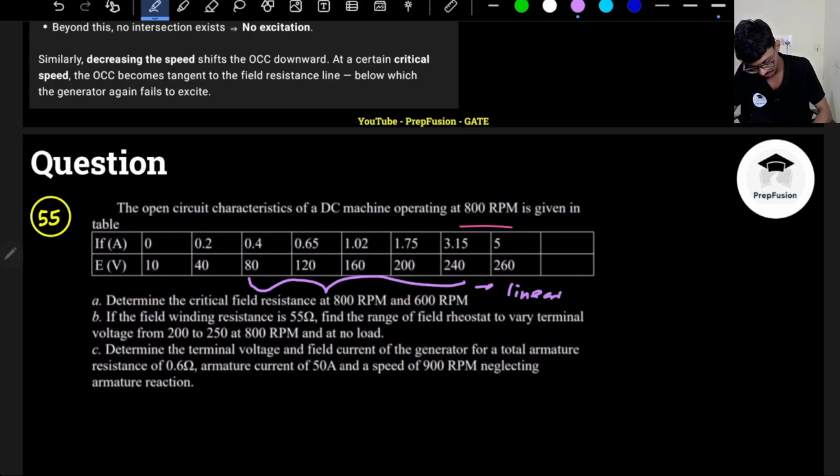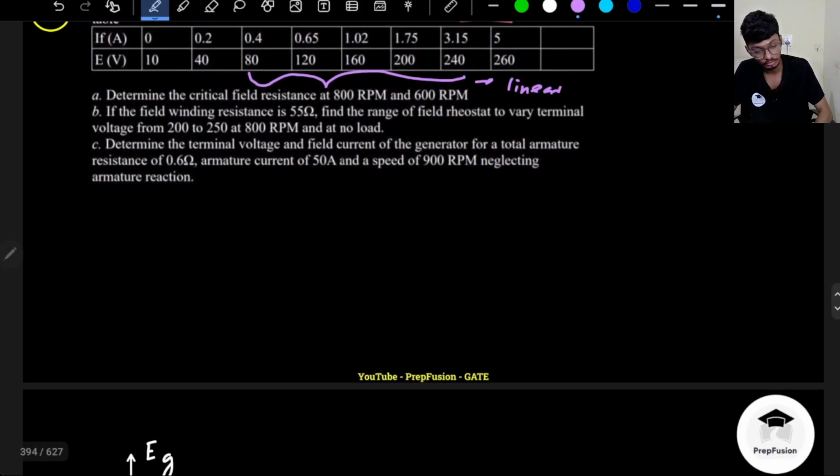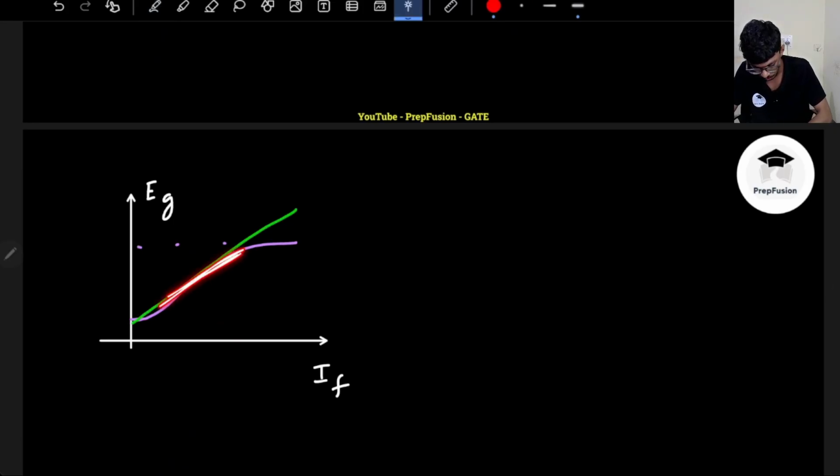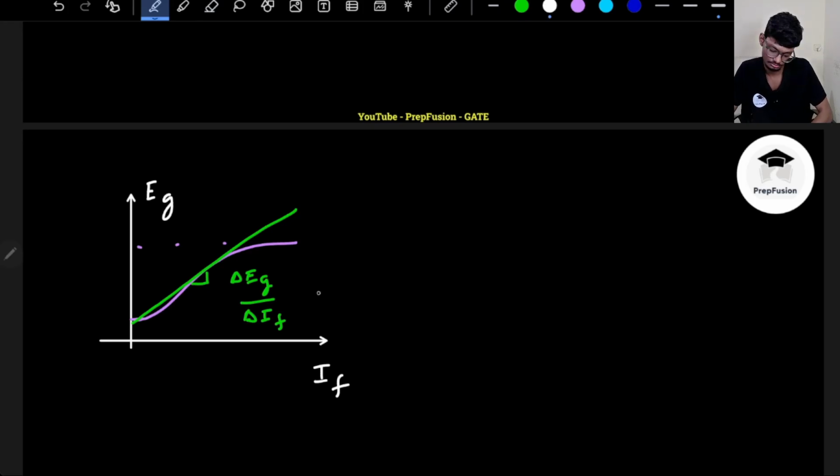Okay, so how do I find out the critical resistance? Critical resistance is basically the slope of this graph. If I find the slope somewhere here, because this is the linear region, then that will be my critical resistance for a speed of 800 rpm. So how do I find out the slope of this graph? The slope will be delta Eg divided by delta If.